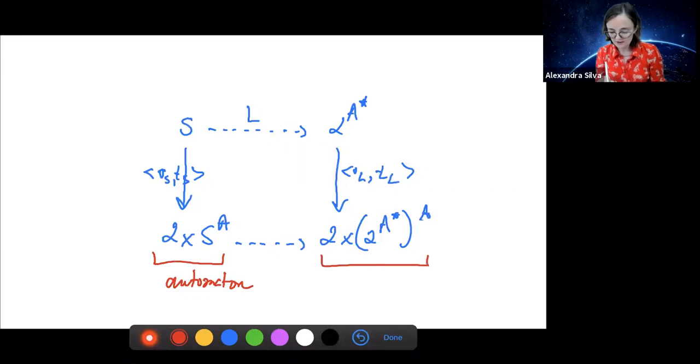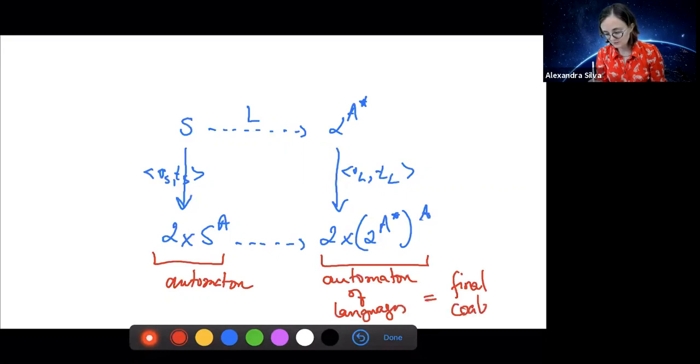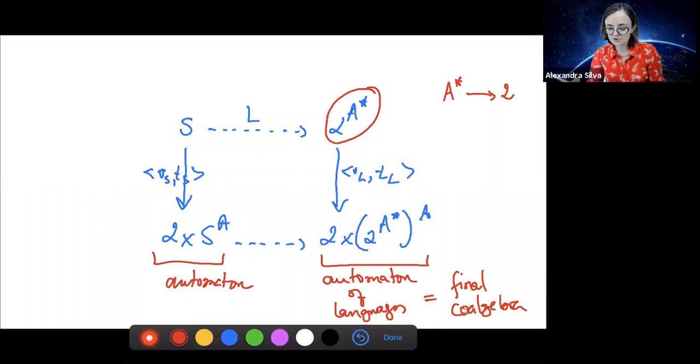And this thing here is, if you like, the automaton of languages, which is the final coalgebra for this functor that we're looking at. So again, recalling that an element in this set is a language by looking at it as a characteristic function. So given a word, it tells me whether the word is in the language or not.